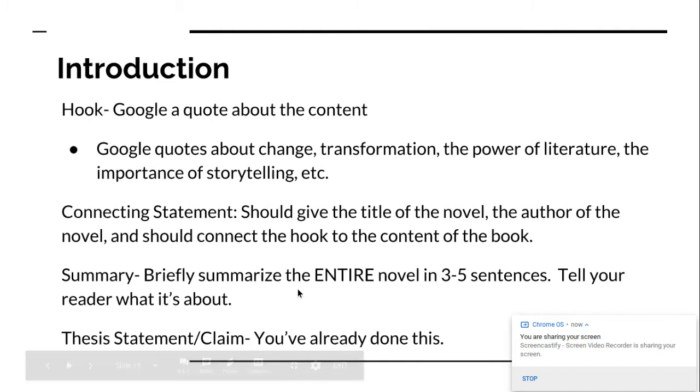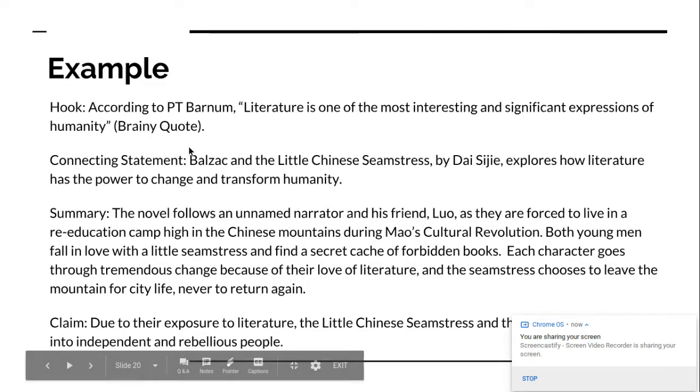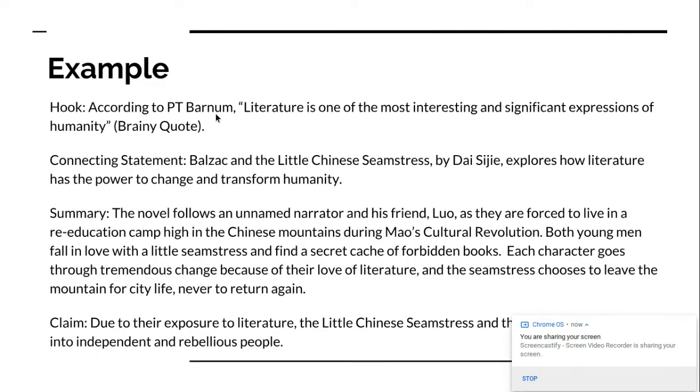So here's an example. My hook says, according to P.T. Barnum, literature is one of the most interesting and significant expressions of humanity. And then I want to connect that by saying Balzac and the Little Chinese Seamstress by Dai Sijie explores how literature has the power to change and transform humanity. So I'm talking about how this quote up here connects to the content of the book.